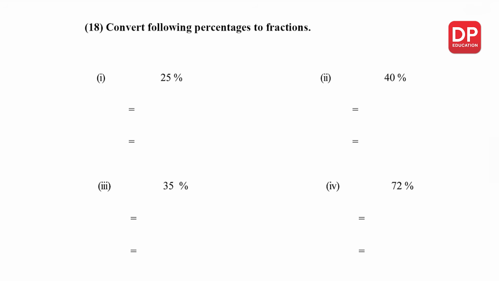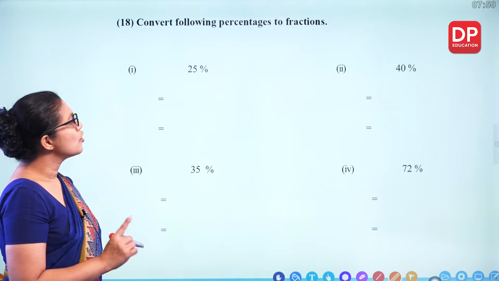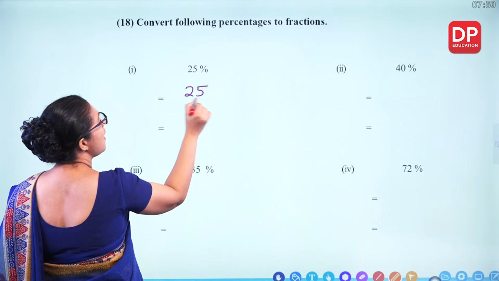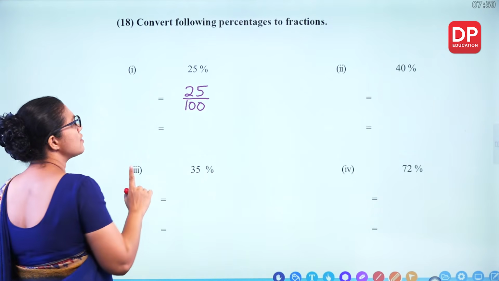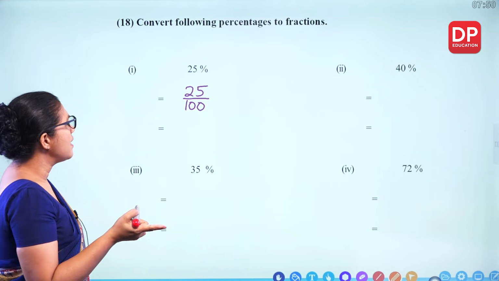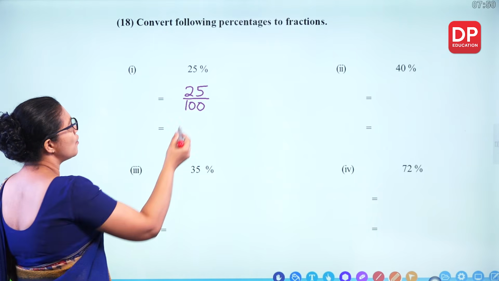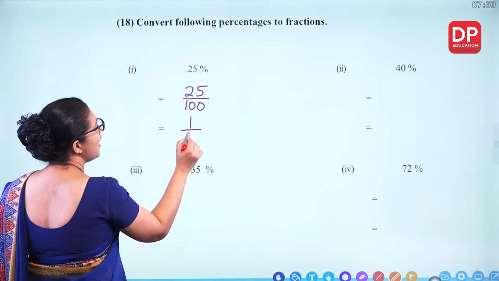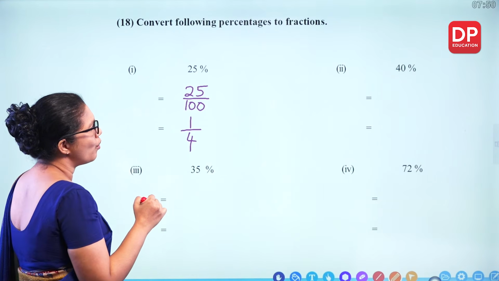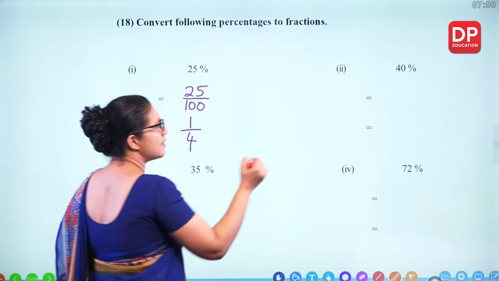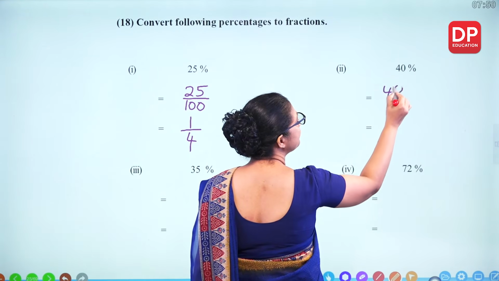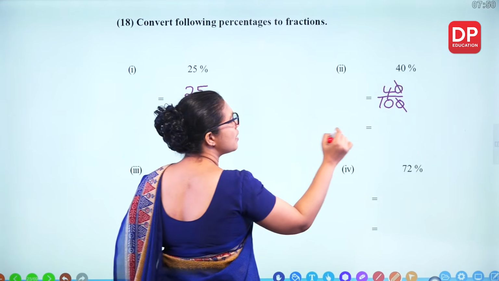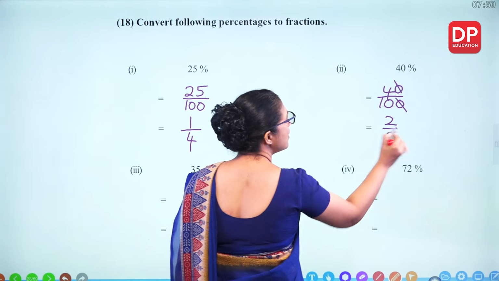Convert following percentages to fractions now. 25%. So 25% means this is 25 out of 100. Fractions with denominator 100 is a percentage value. Now simplify. Divide by 25, you get 1 and 4. So 1 over 4. 40%. That means 40 over 100. Divide by 10 and divide by 2 again. 2 over 5.